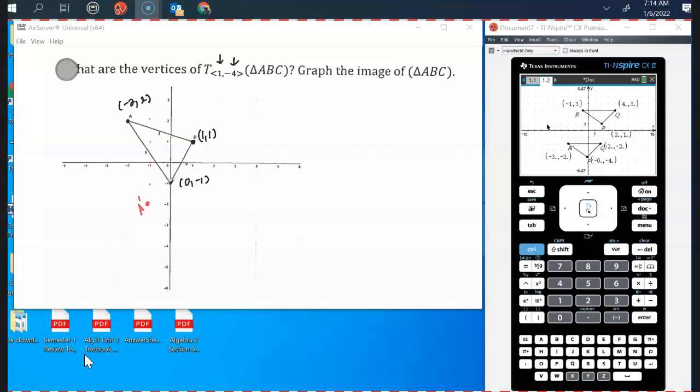This point, I'm going to move 1 unit to the right, and then I'm going to go down 4. 1, 2, 3, 4. And this I'm going to call B. No, I take that back. I'm going to call it C prime. So I'm going to connect these points. This point, I'm going to go 1 unit to the right, and then go down 4. 1, 2, 3, 4.